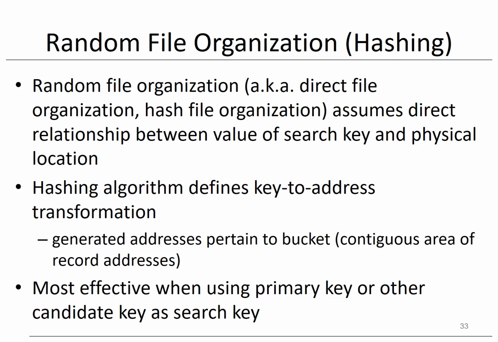Each time a new record is to be added to the file, this transformation is applied to its key, returning the physical address where the record should be stored. If later on the record is to be retrieved based on the search key, applying the same transformation to the key returns the address where the record can be found. This approach is most effective when using a primary key or other candidate key as search key.